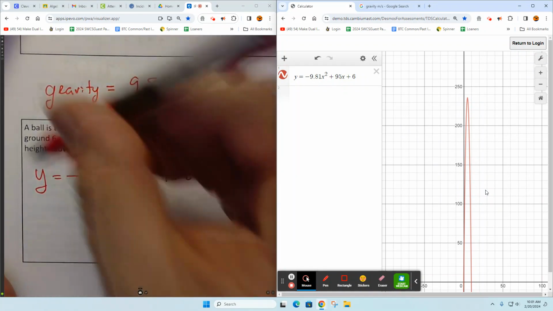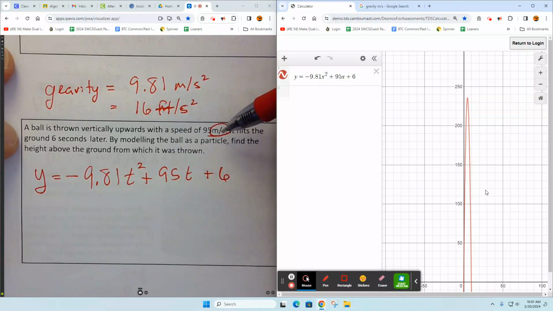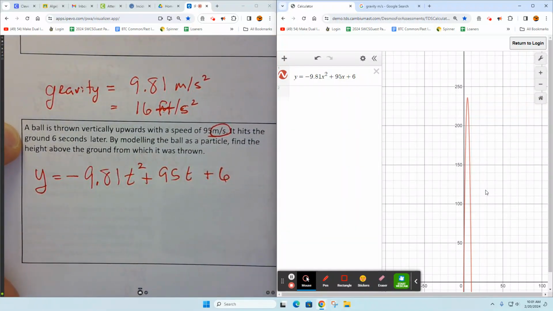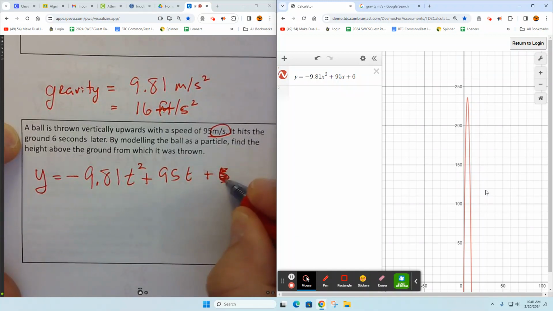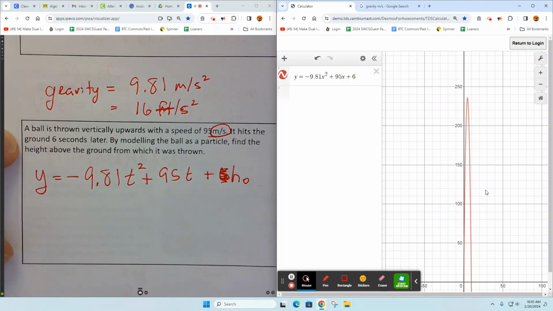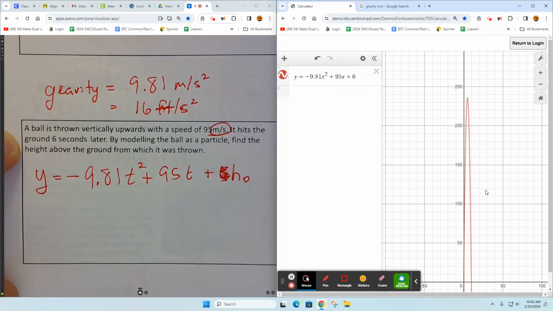So the ball is thrown vertically at a speed of this. It hits the ground 6 seconds later. So what does that mean? Do we know its initial height? No. But this is where, as Maya said, we've got to use that point to find the initial height. What is our point that we're going to use? We're not going to use 0, 0. That won't do much for us.